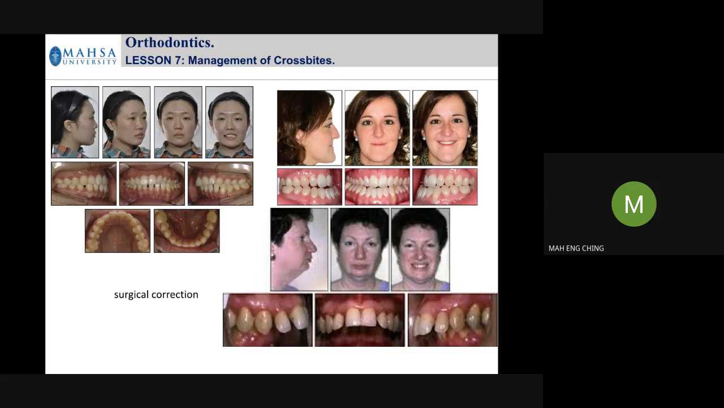So if you look at the right side, then we have typical class 2 and class 3 features. Castry, then we usually have a bilateral crossbite, plus the anterior and posterior. So when it comes to severe crossbite, then it's best to deal with surgery. Same with the lower pictures.